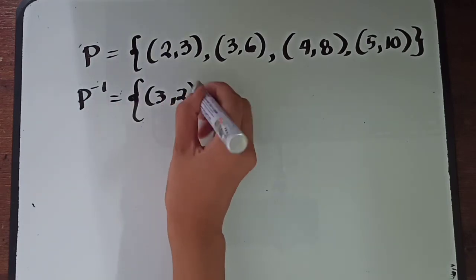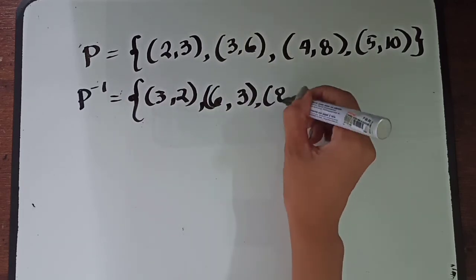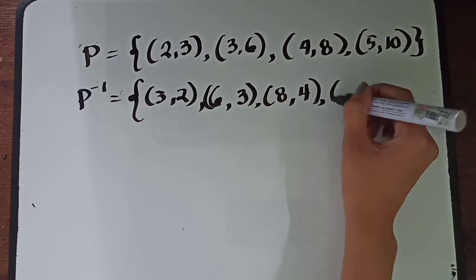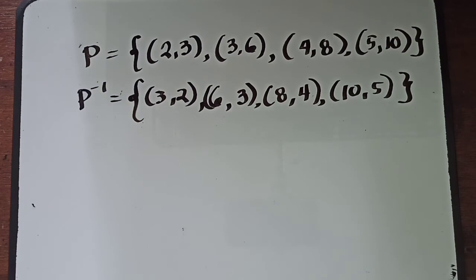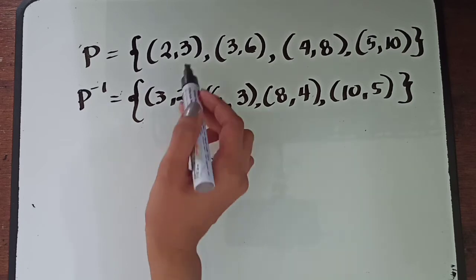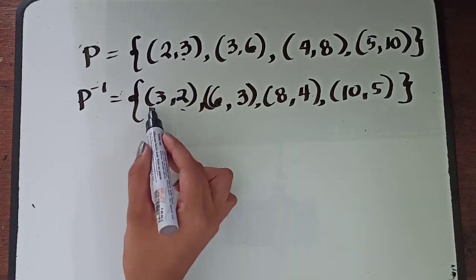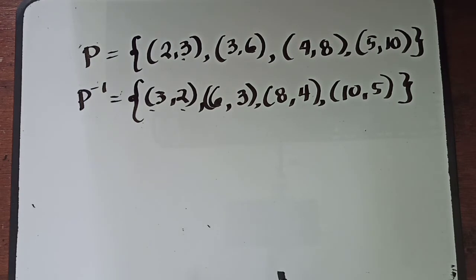(3, 2), (6, 3), (8, 4), and (10, 5). Okay, so again, to get the inverse of a relation, just simply interchange x and y. So, yung x ko dito, naging y pagdating sa inverse. Yung y ko dito, which is 3, ay naging x pagdating sa inverse. So, again, to get the inverse, pagpalitin lang yung x at yung y. Yung x magiging y, yung y ay magiging x.